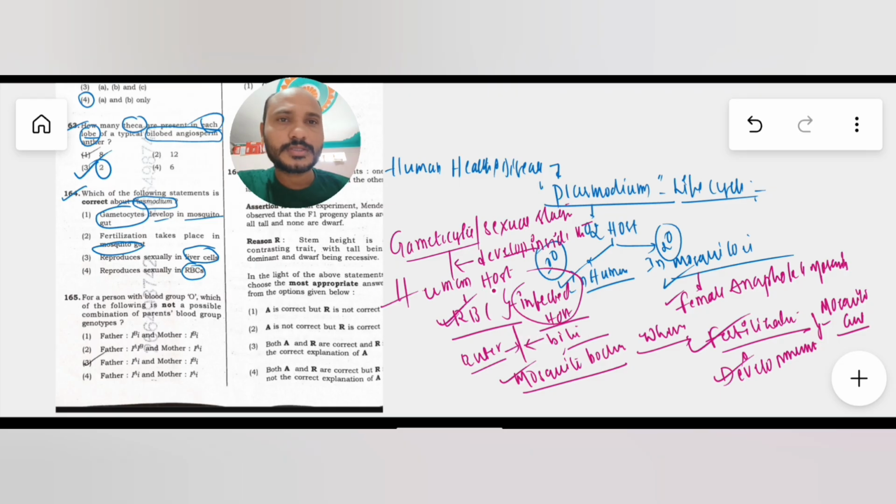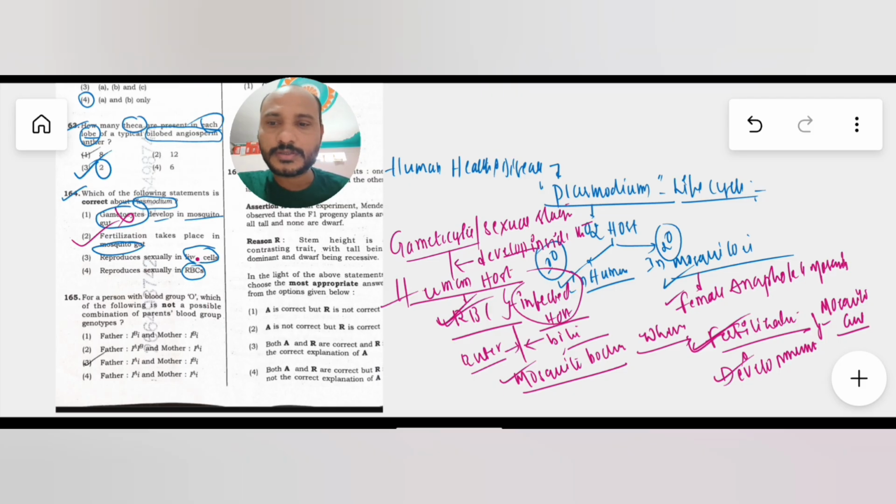Right. So if you analyze these questions, which one is the correct answer? Do gametocytes develop in the mosquito? No. So where do gametocytes develop? In the human body, especially in RBC. Does fertilization take place in the mosquito gut? Yes. So here, fertilization takes place in the mosquito gut. This is a right statement. Still we need to discuss reproduction asexually in liver cells.